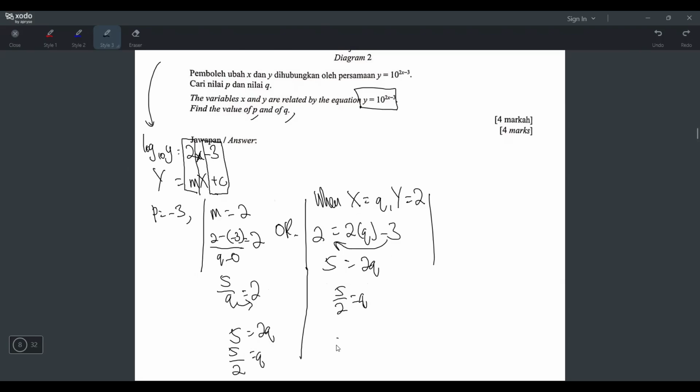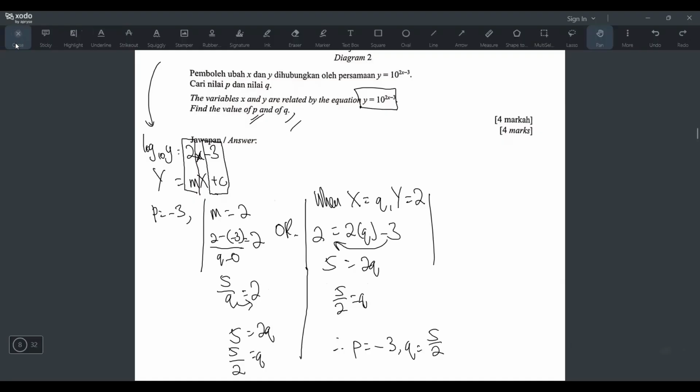Okay, so I'm done. So we can just write the final answer here. P equals negative 3, q equals 5 over 2. And that's what the question asked for, P and Q. So I'm done. Hope you understand. That's all.